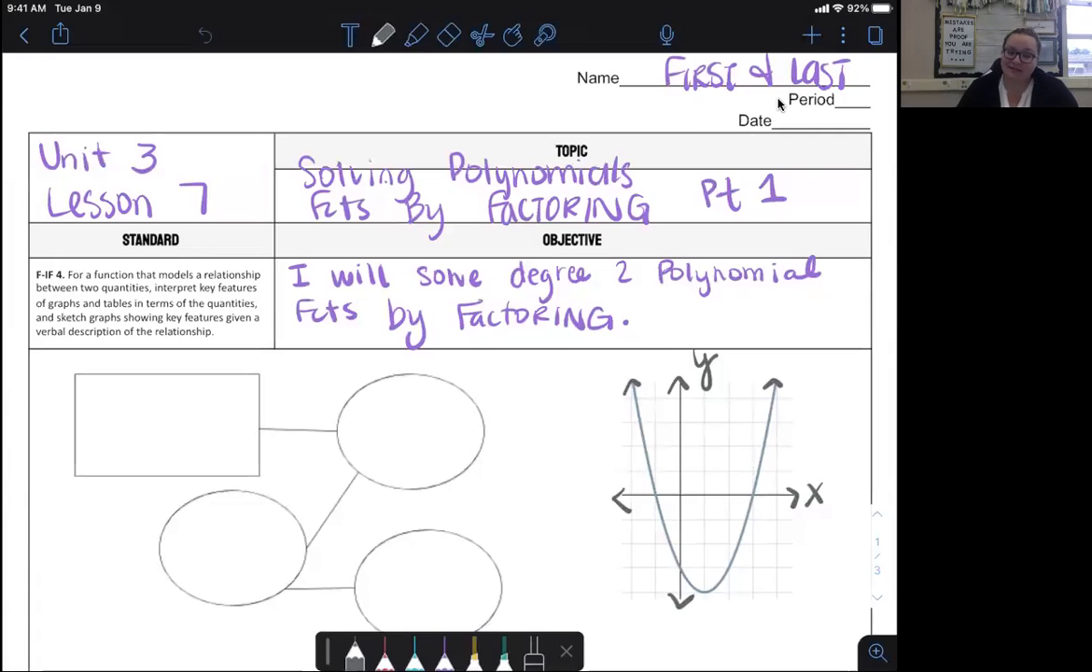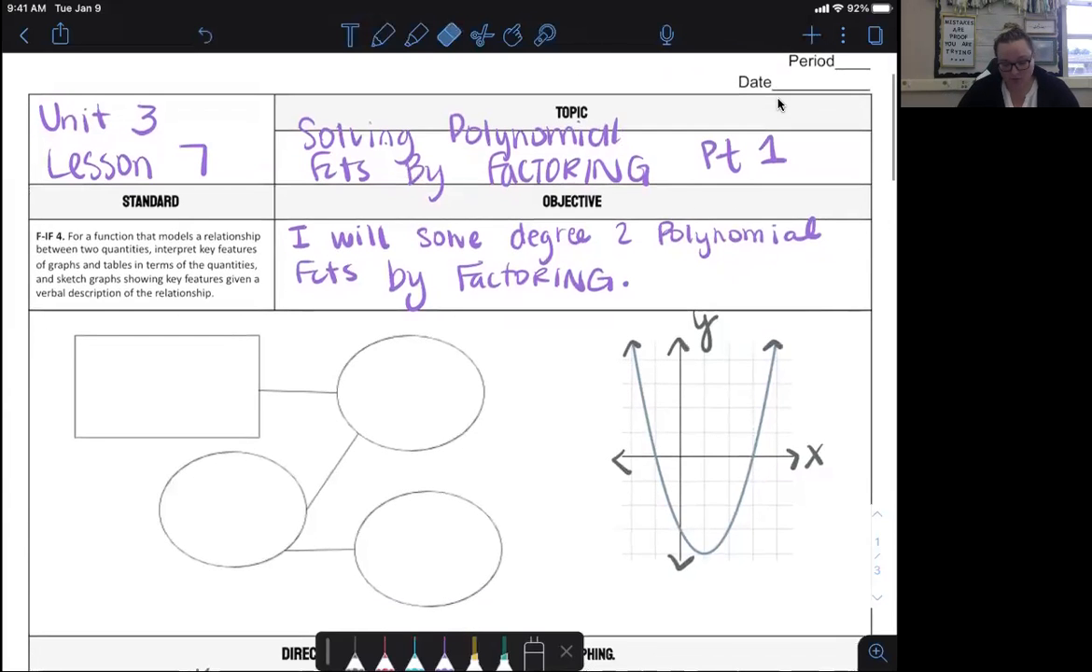And today's topic is solving polynomial functions by factoring, Part 1. So we are going to be doing a two-part lesson. We're going to do Part 1 today and then Part 2 in our next class period. Today, you will solve degree 2 polynomial functions by factoring. So we're going to take what we've learned about factoring and apply it to some equations and actually use factoring to help us solve for x values.